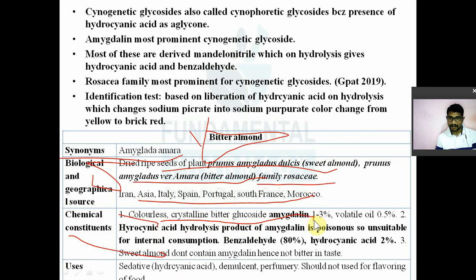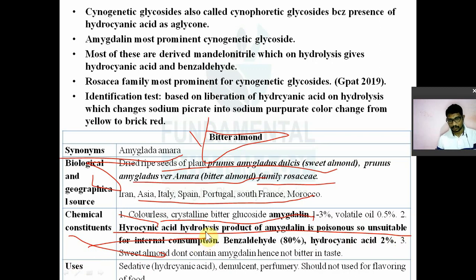Along with that it will have volatile oil. The bitter glycoside is about 3%. Volatile oil is about 0.5%. The amygdalin yields hydrocyanic acid, which is the hydrolysis product of amygdalin, and it is poisonous, not suitable for internal consumption. That's why bitter almond is not eaten. The sweet almond is what you eat; you cannot eat bitter almond.